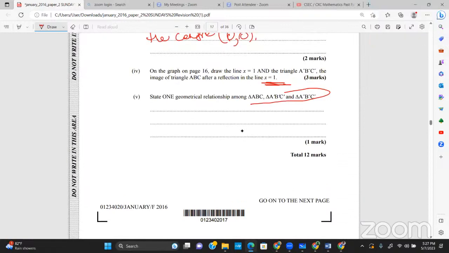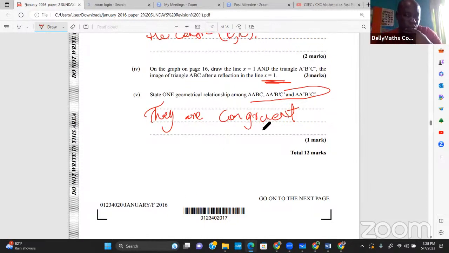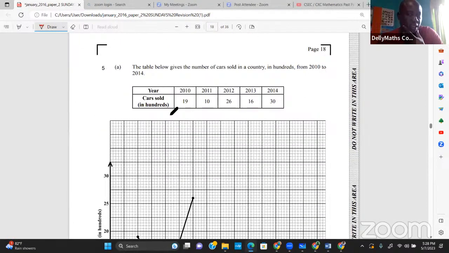All right. So we can say that they are congruent. And we're talking about they have the same side length and everything, same angles, everything. And you would have known that based on what you saw. So congruent they are. All right, let's go to the fifth question.